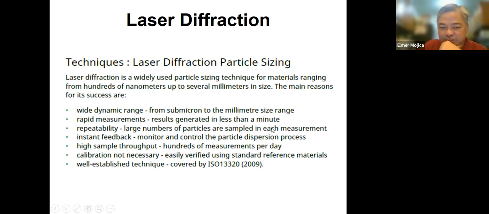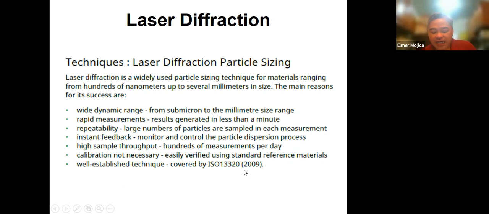It is repeatable. A large number of particles are sampled in each measurement. Instant feedback: it monitors and controls the particle dispersion process. And then high sample throughput, so you can have a lot of measurements per day, like a microtiter well plate. You don't need to calibrate it, and it is a well-established technique covered by ISO 13320.